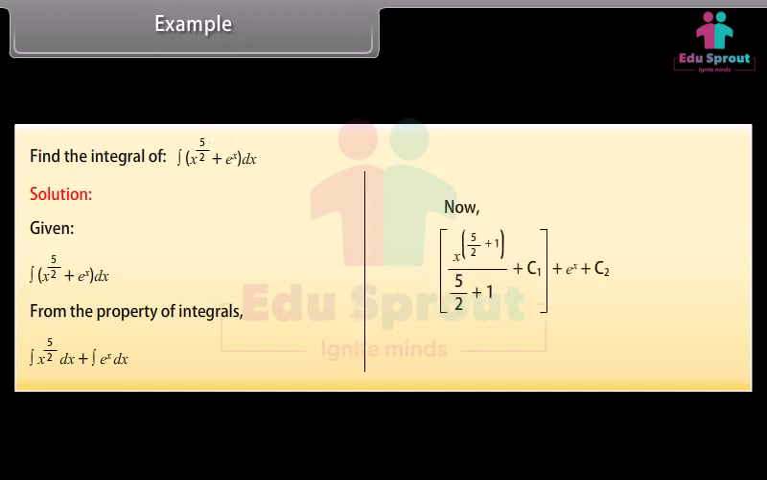Now, x raised to the power 5 by 2 plus 1 divided by 5 by 2 plus 1 plus c1 plus e raised to the power x plus c2. 2 by 7 into x raised to the power 7 by 2 plus e raised to the power x plus c, where c is equal to c1 plus c2.